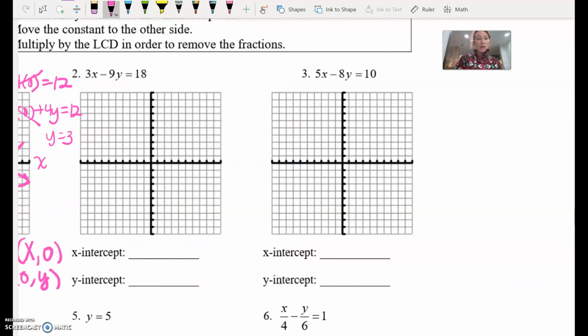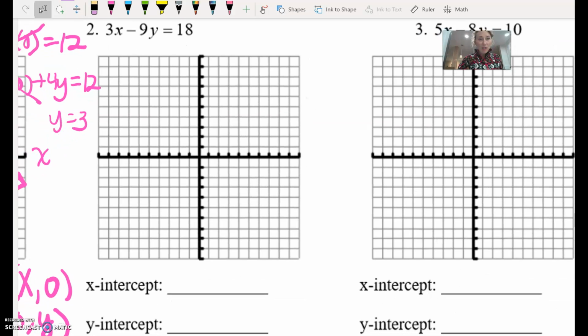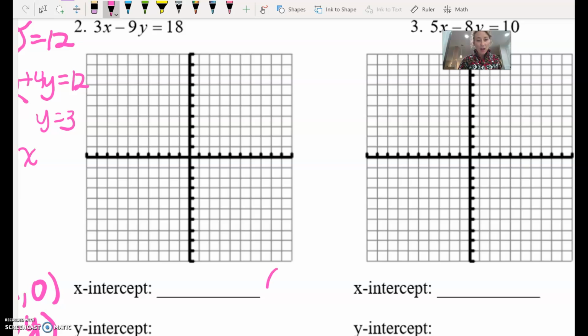Let's look at number 2. We're going to find the x and y intercepts. So here I have 3x minus 9y equals 18. So when I find the x-intercept, I'm trying to find x comma 0. So that's going to be 3x minus 9 times 0, so nothing, equals 18. So 3x equals 18. When I divide by 3, I get 6. So I'm going to write 6 comma 0.